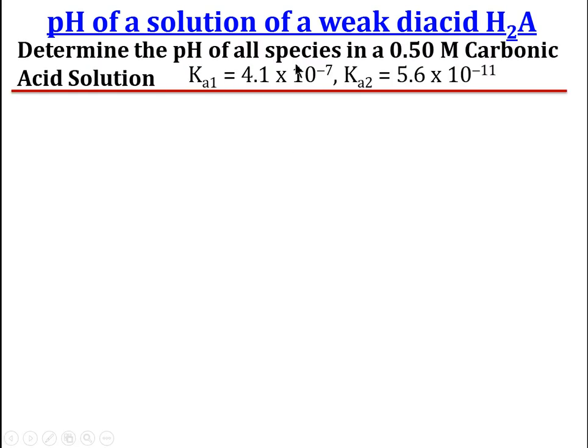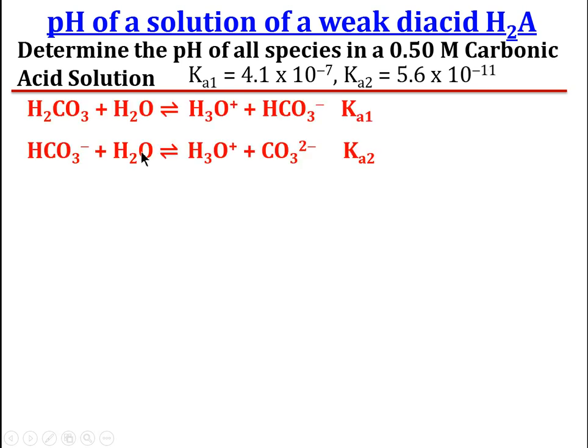determine the pH and the concentrations of all species in a 0.5 molar carbonic acid H2CO3 solution, given Ka1, Ka2. When we put carbonic acid in water, we have two reactions: H2CO3 to H3O+ plus HCO3 minus, and K of reaction 1 is equal to Ka1. Then HCO3 minus continues its partial dissociation in water to H3O+ and CO3 2 minus, and K of the second reaction is equal to Ka2.